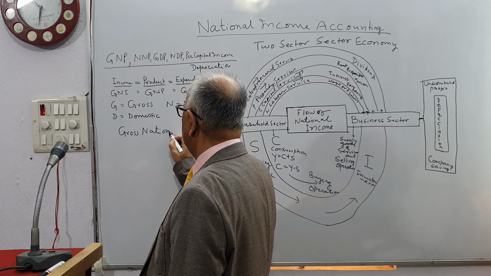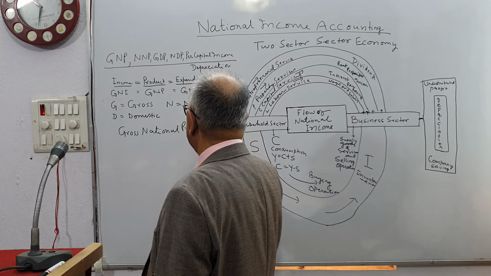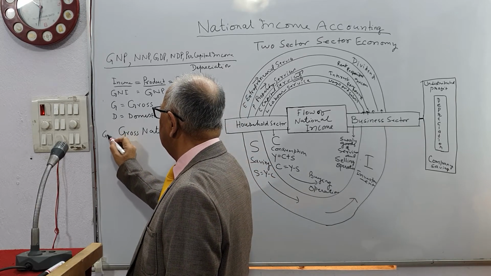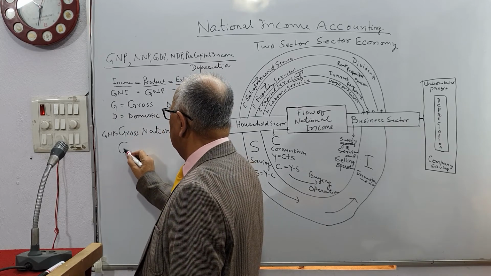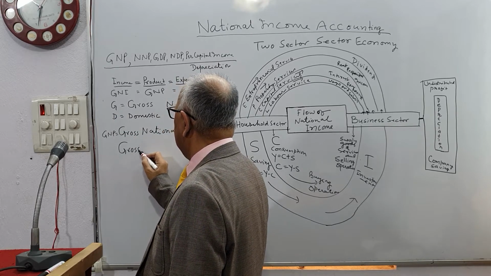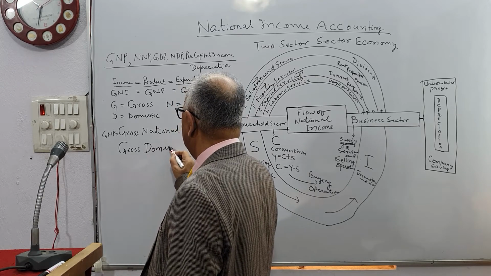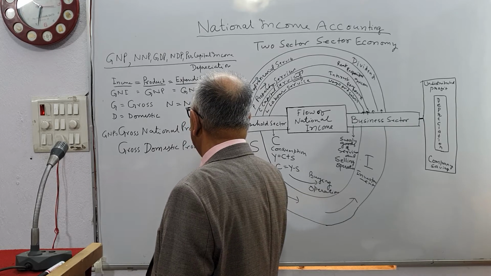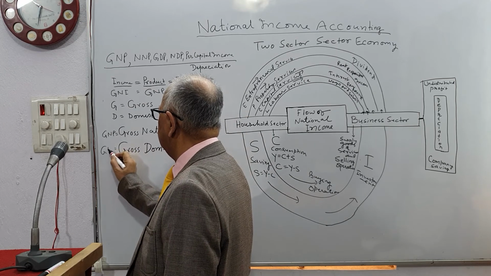national product, gross national product, then this will be written as GNP. When we write gross domestic product, this will be equal to GDP.